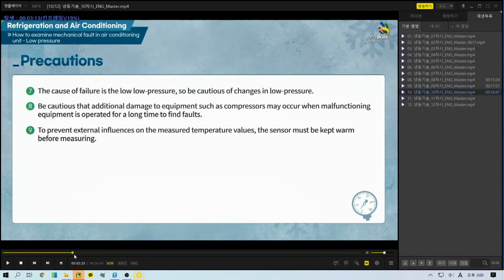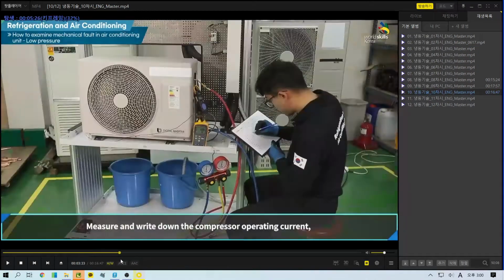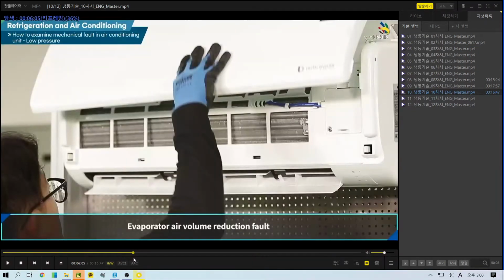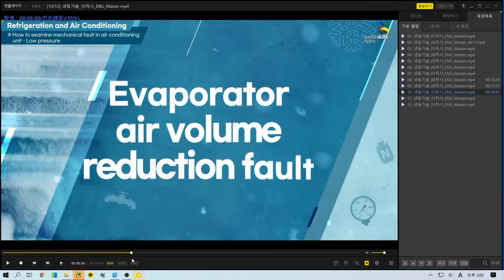So now it is about the fault finding task of the low pressure part, but there is a lot of repeated content or the same content that you just saw in the previous video clip. So I'm going to skip a few parts.